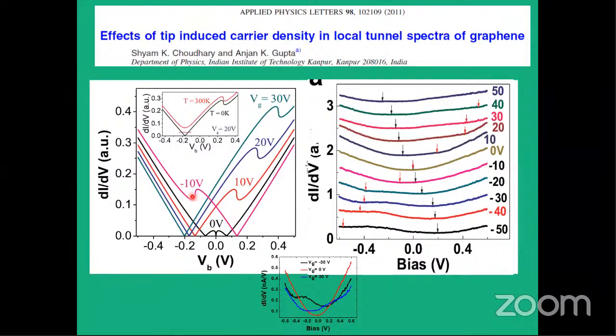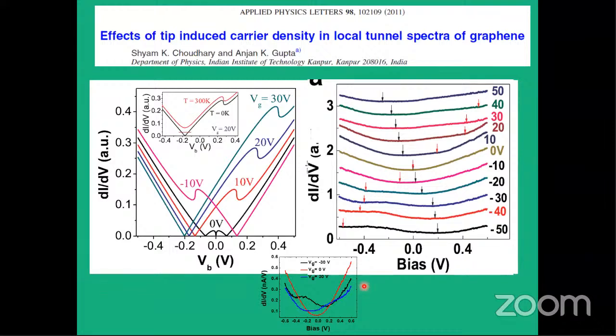So what we see is that actually there are two minima which we see in the local spectra, and they evolve as you change the gate voltage. So these two minima we could explain successfully using the fact that it's not just the back gate silicon which acts as a gate, it's actually the tip also on top, which is used to probe the density of states. The tip also acts as a top gate.